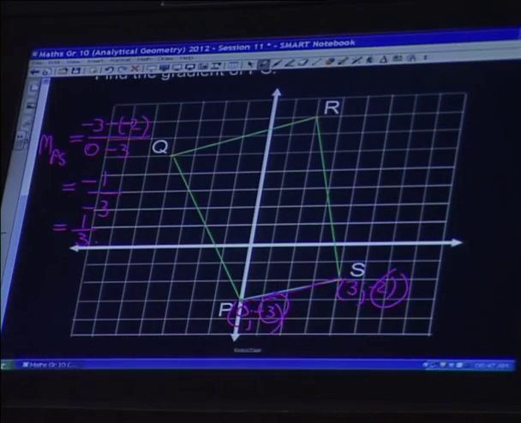So that means my y values climb 1 for every 3 x values. So that is a positive gradient, and it's not a very steep positive gradient. So again, my answer is consistent with what I visually expected.